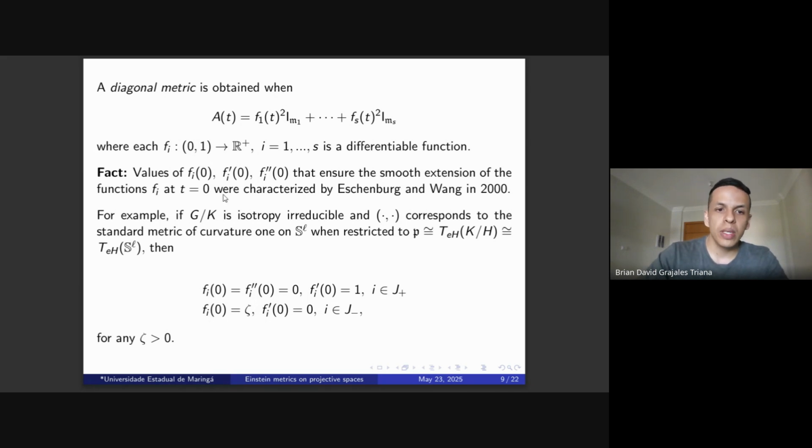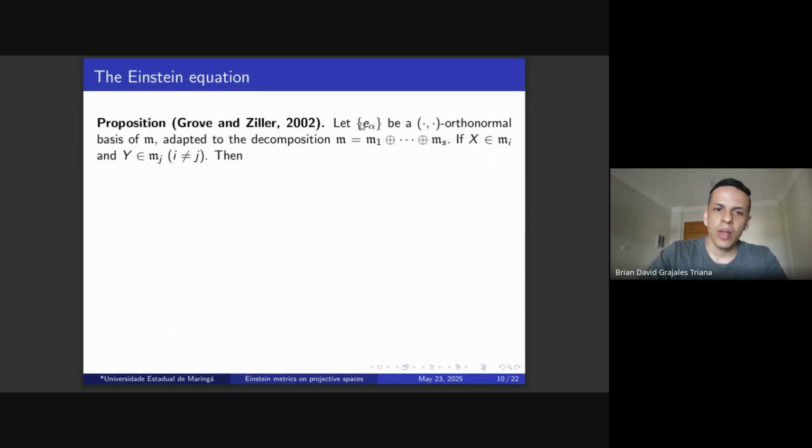Okay. This will be important because, as we will see later when we have the Einstein equation, that is a system of ODEs, but we have initial conditions. So it's like a Cauchy problem that is not easy to solve in general. Okay, thank you. No, thank you.